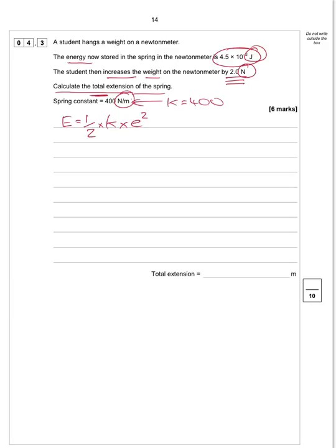However, there are 2 steps to this answer. The first thing I need to do is work out what the extension is when that is the energy stored in the spring. So the first step is to find the extension. If I rearrange this equation, I can put the numbers in first. So 4.5 times 10 to the minus 2 is the amount of energy, is equal to 1/2 multiplied by 400, that's the spring constant, times by the extension squared.